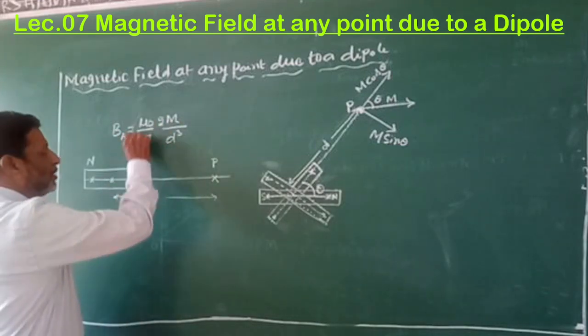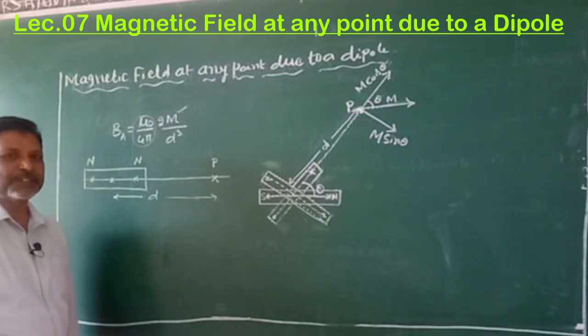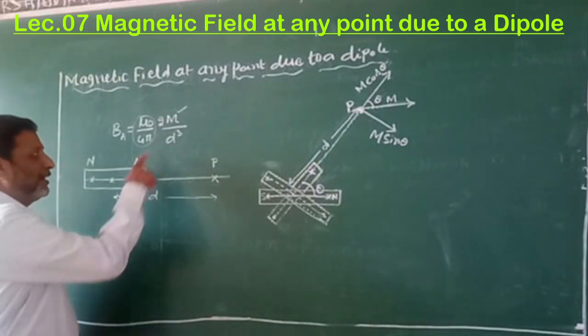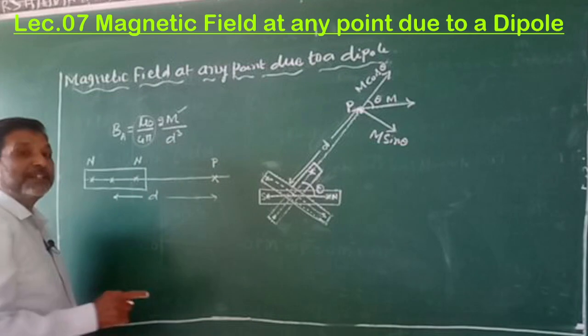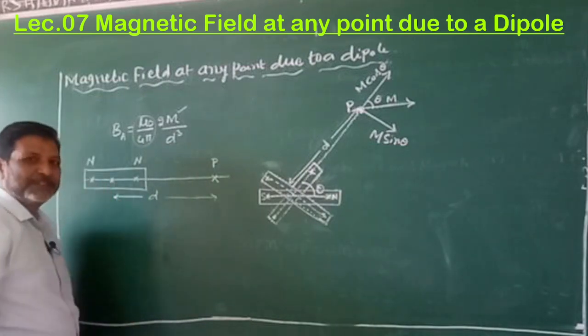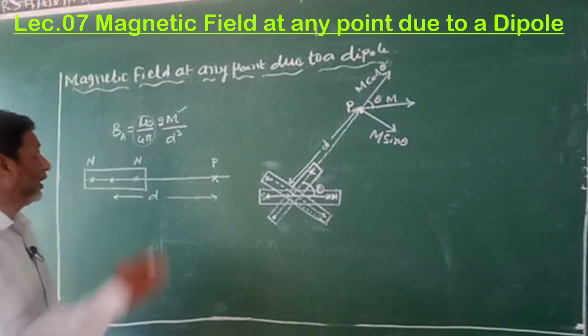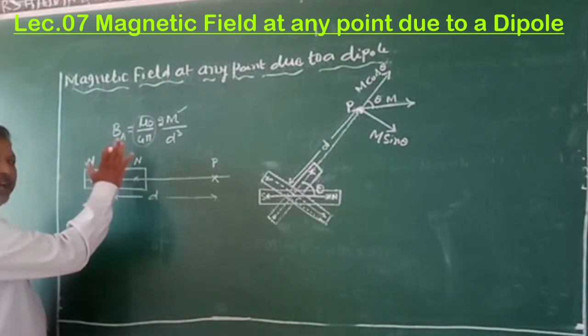This is a constant, and m is the magnetic moment of the magnet. And d is the distance of the point from the center of the magnet. Now this is the field along the axial line.